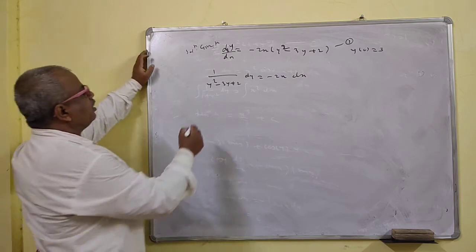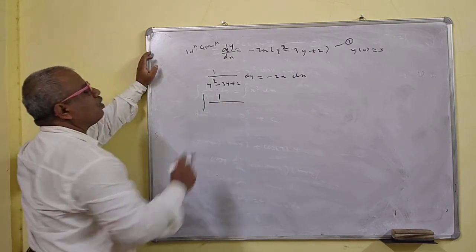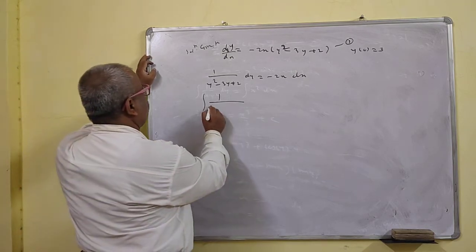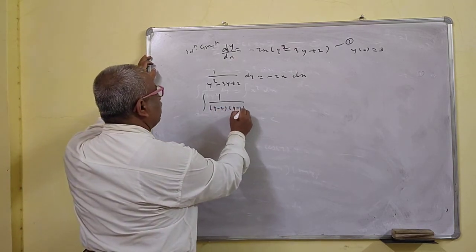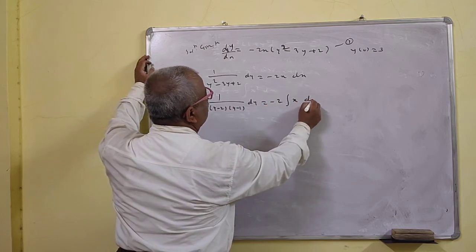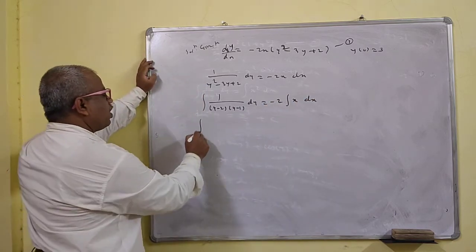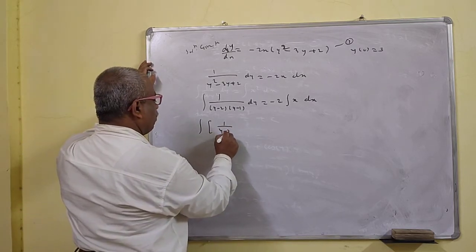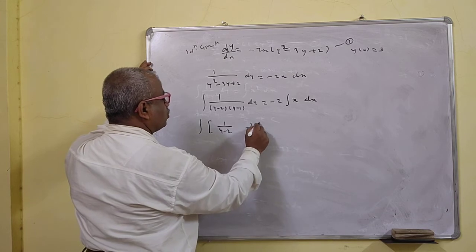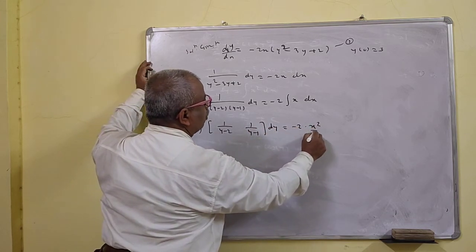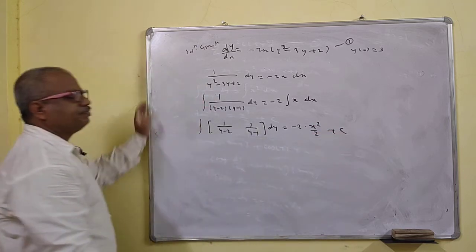Okay, so we'll integrate this. This is a quadratic and it can be factorized: 1 upon (y minus 2)(y minus 1) dy is equal to minus 2 integral of x dx. Okay, so how can you write this? You can write 1 upon y minus 2 and 1 upon y minus 1 dy is equal to minus 2 into x square by 2. We'll write here plus c, no problem.